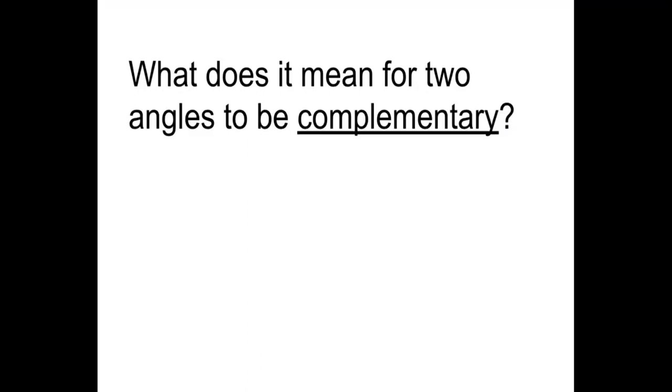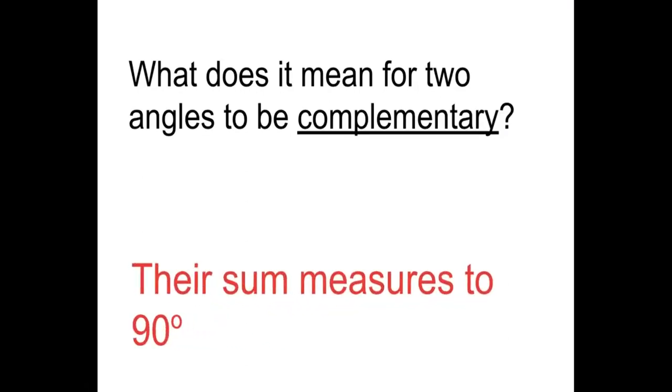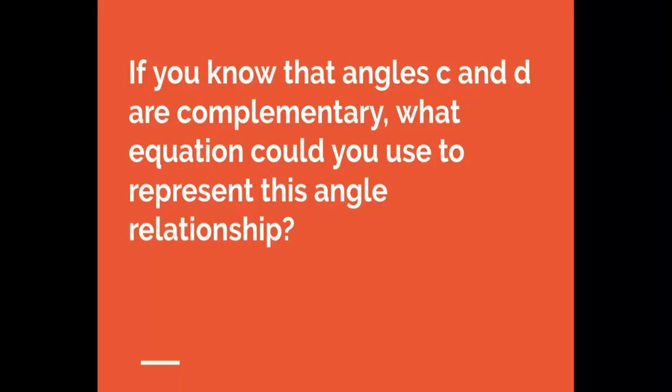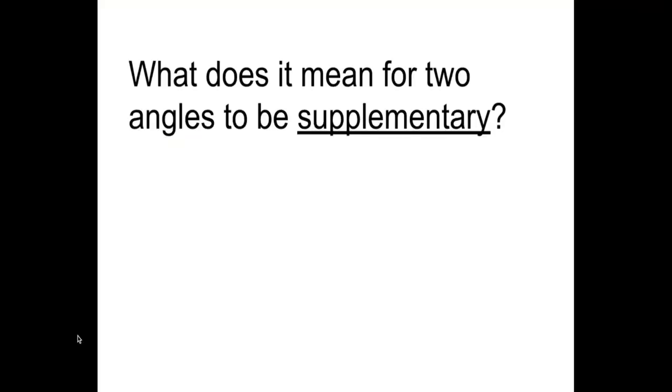What does it mean for two angles to be complementary? Well, it means that their sum measures to 90 degrees. If we know that angles C and D are complementary, what equation could you use to represent this angle relationship? Well, we could make the equation C plus D equals 90. So knowing that two angles are complementary, we can create the equation that those two angles equal 90 degrees.